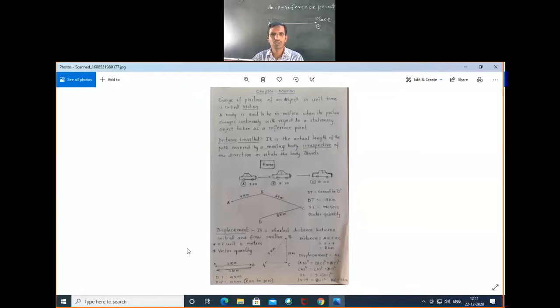So next we'll go to the displacement. What do you mean by displacement? Displacement is the shortest distance between the initial position and the final position. Alright? Distance traveled from a place A to B. What is the shortest distance covered between A and B? So I'll give one.